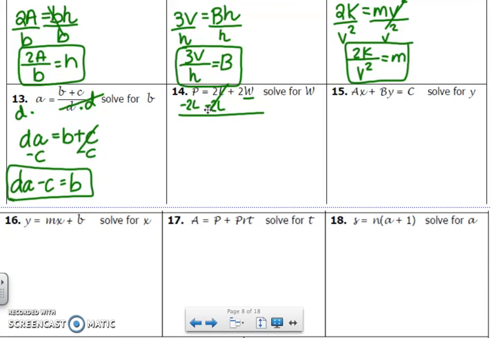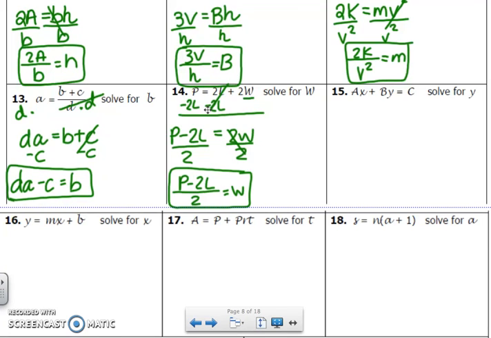So then I would read that p minus 2l. So that's how I'm going to write it all on one line. Equals 2w. Okay? Solving for w, so now I can divide by 2. And I would get p minus 2l over 2 equals w.